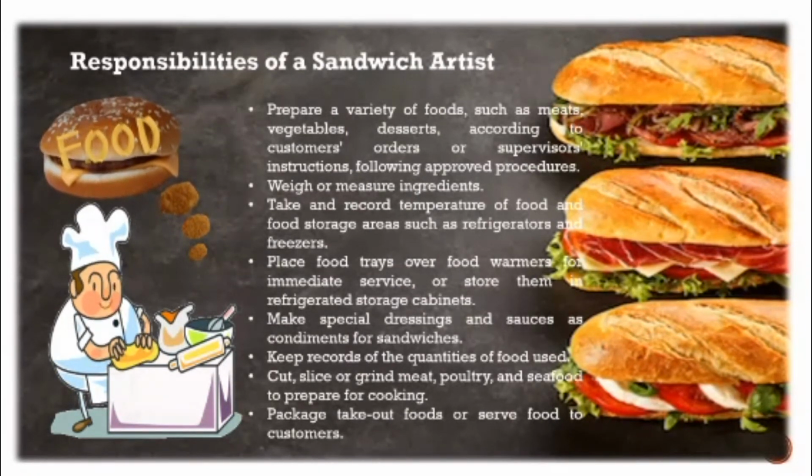Next, make special dressings and sauces as condiments for sandwiches, and also make use of your wide imagination, your skills, and your creativity in doing the sauces. Next, keep records for the quantities of food used, for proper inventory of goods and monitoring of wastages. Next, cut, slice, or grind meat, poultry, and seafood to prepare for cooking. And last, package takeout foods or serve food to customers for guest satisfaction and convenience.